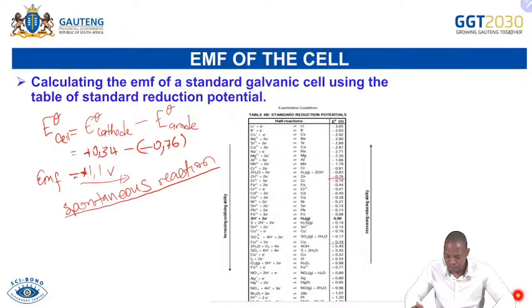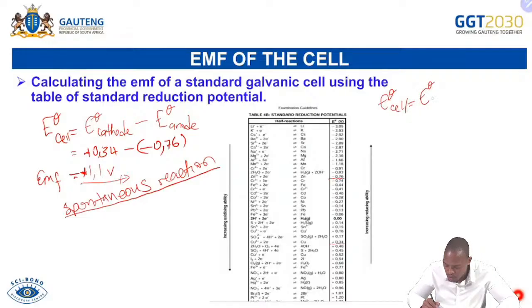I want to quickly do the second one to emphasize my point, where we were comparing tin versus cadmium. So we'll say E naught cell is equal to E naught cathode minus E naught anode. And then we go and look for these two.